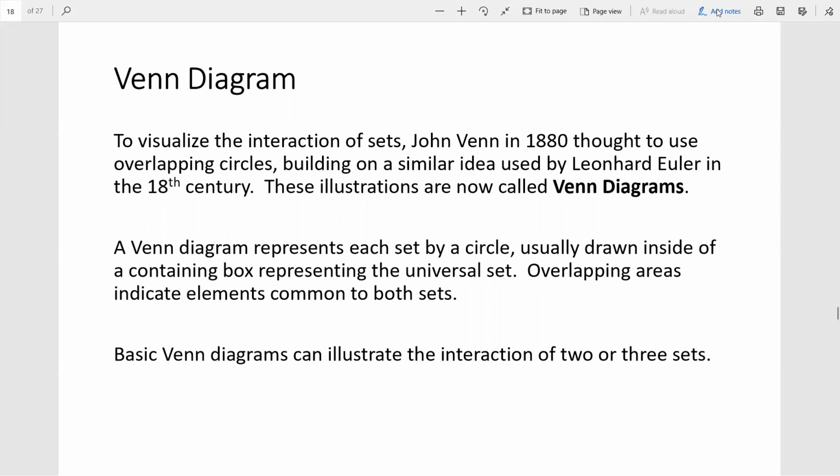Venn diagrams were introduced by a man named John Venn in 1880, and he used overlapping circles, building on similar ideas used by Leonhard Euler in the 18th century. You represent each set you're trying to analyze by a circle, usually drawn inside of a containing box representing the universal set. Overlapping areas indicate elements common to both sets. Venn diagrams can illustrate the interaction of 2 or 3 sets.